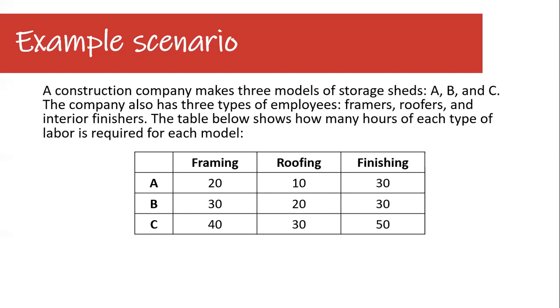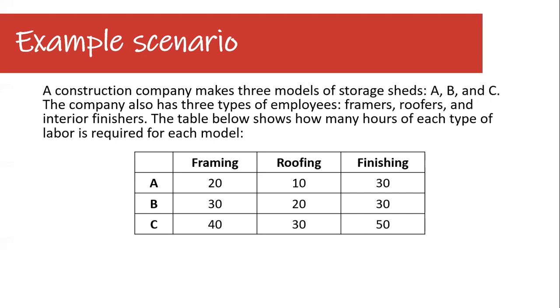In this table, we can see how many hours of each type of labor each model of shed takes. Model A requires 20 hours of framing, 10 hours of roofing, and 30 hours of finishing. For B, we have 30 hours of framing, 20 hours of roofing, and 30 hours of finishing again. And for C, we have 40 hours of framing, 30 hours of roofing, and 50 hours of finishing.